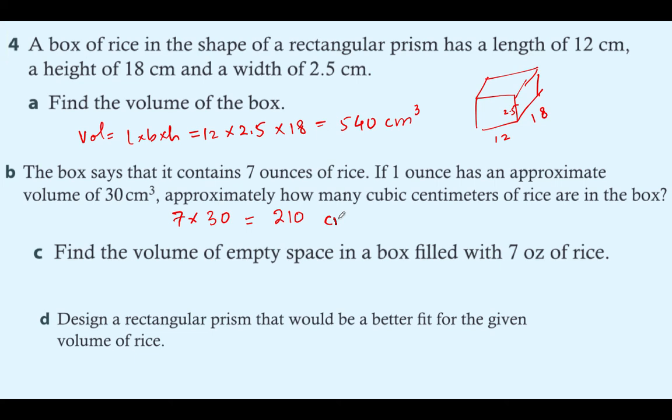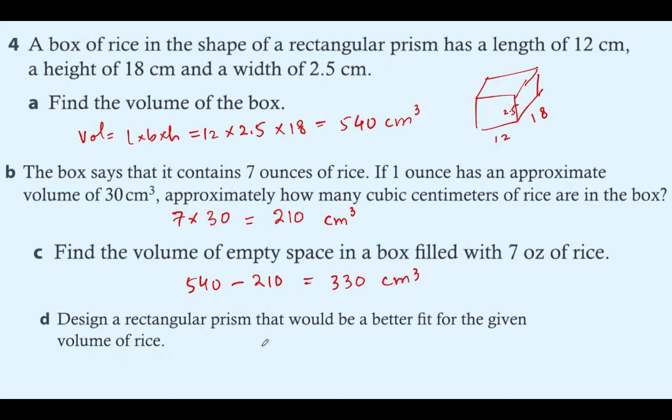centimeters. Now find the volume of the empty space in the box filled with the 7 ounces of rice. So you can see that the volume of the box is 540 and the volume of rice only is 210. So if you subtract them, you get the space which is empty. So 540 minus 210, that is 330 cubic centimeters.